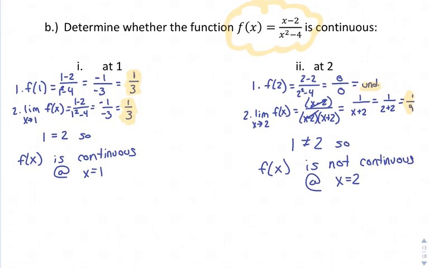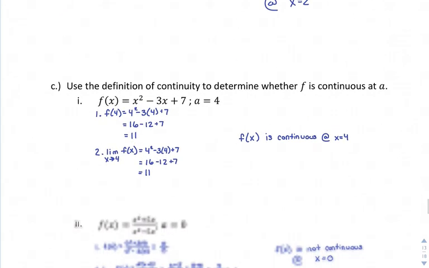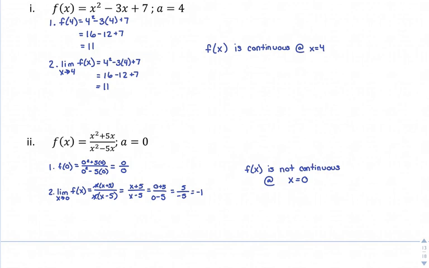I suggest you pause the video now, try C. After you're done, come back to the video and I'll show you the answer really quick, and then you can start your homework. So here's your answer to part C. So for 1, it is continuous. For 2, it's not continuous. Write down any questions that you may have.